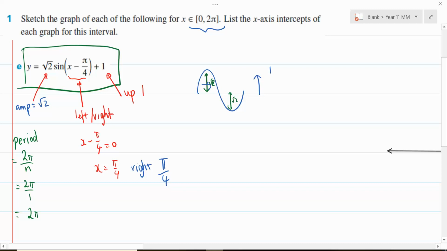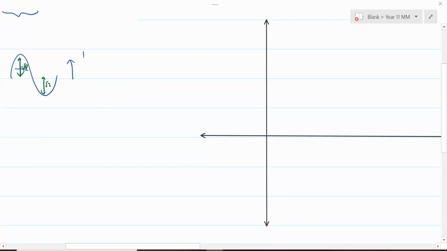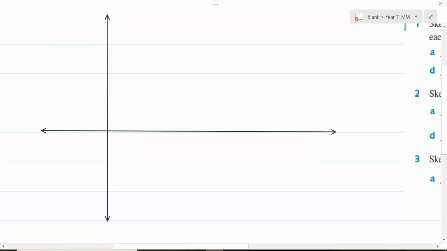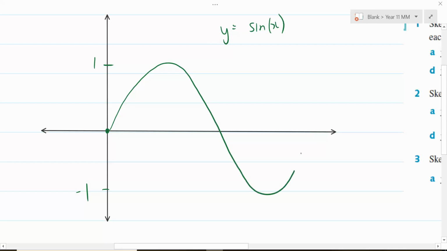Okay, I want you to look back at what a normal sine graph looks like. I'm going to go back to the same page, but let's have a look at your normal sine. Sine of x, amplitude 1, negative 1. I draw the graph, it's a sine graph starting at 0, I go up, I come back down, and I land here.